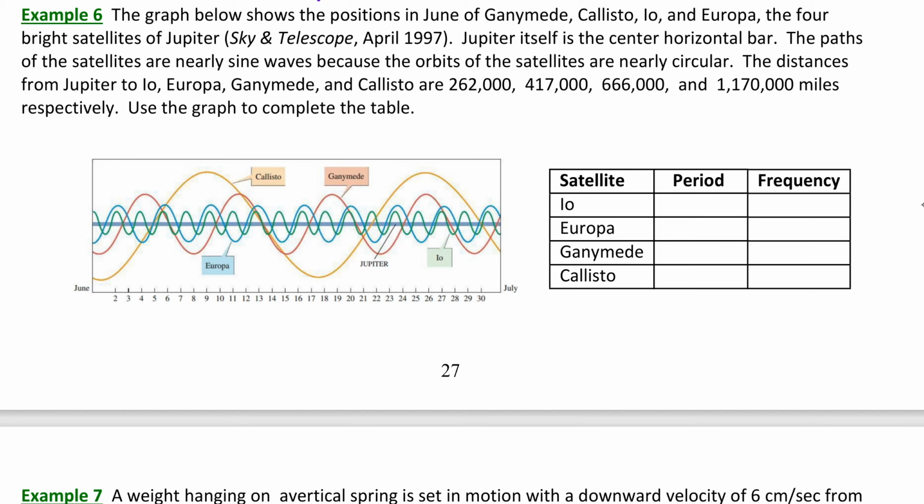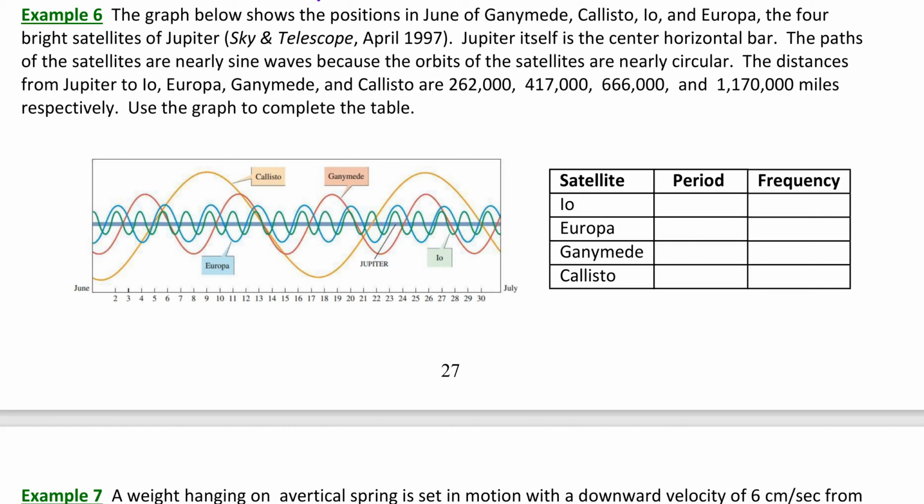sine wave. The distances from Jupiter to Io, Europa, Ganymede, and Callisto are 262,000, 417,000, 666,000, and 1,170,000 miles, respectively. Use the graph to complete the table. So for each moon, we want to calculate the period and frequency. Let's begin with Io. Notice that on the graph, Io is the green curve.